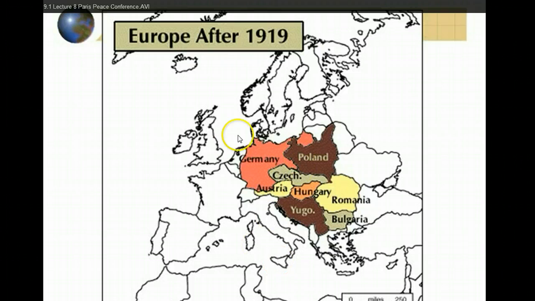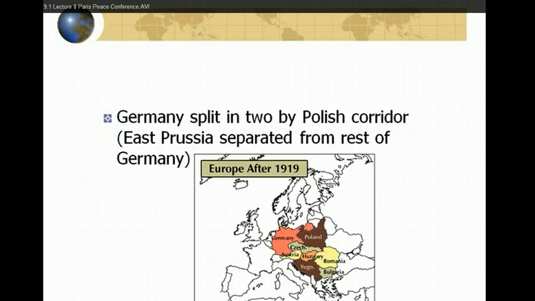But we need to talk about Germany in more detail, because remember, they get the big finger pointed at them for going through Belgium, for unrestricted submarine warfare, dealing with this blockade that they'd had from the British. And so what happens to Germany here? Okay, so Germany is going to be split in two by a Polish corridor.